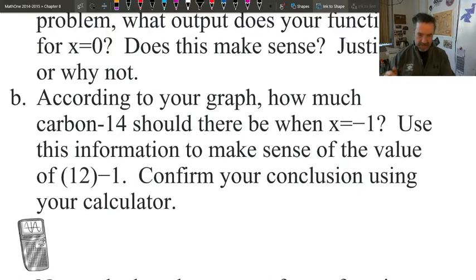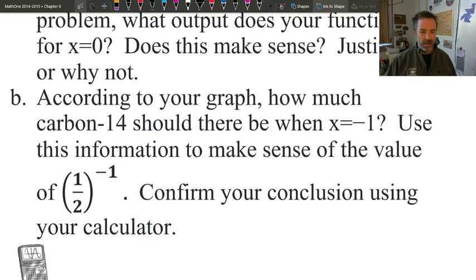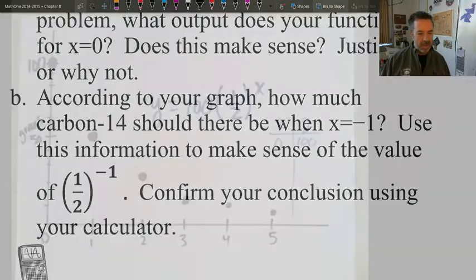that is very interesting. So that's a typo. What that should say, and I don't think I could change that. Yeah, let me change that. Yeah, that's what that should look like, 1/2 to the -1. So if x is -1, what should happen here? So if we go back down to this table.